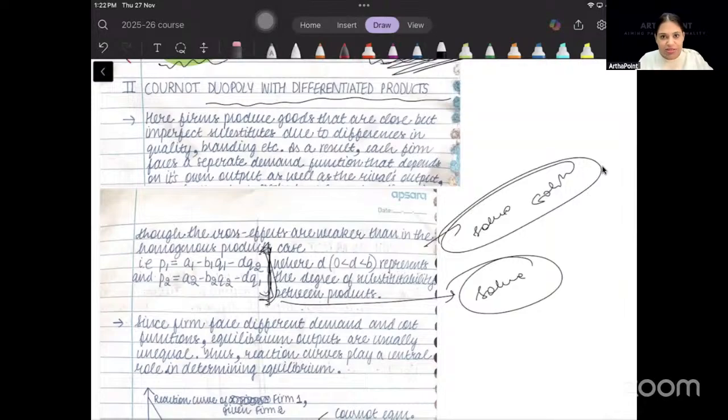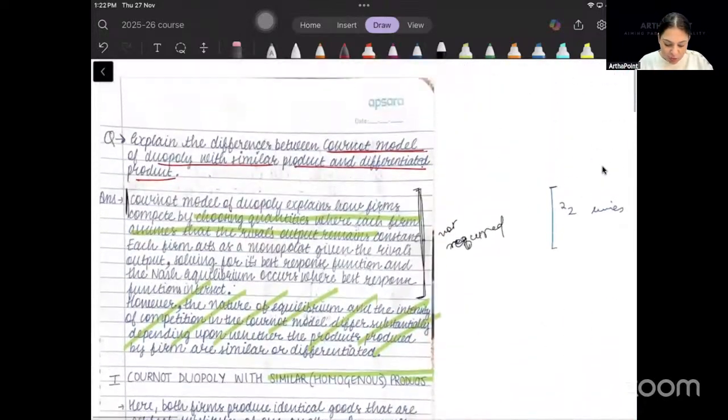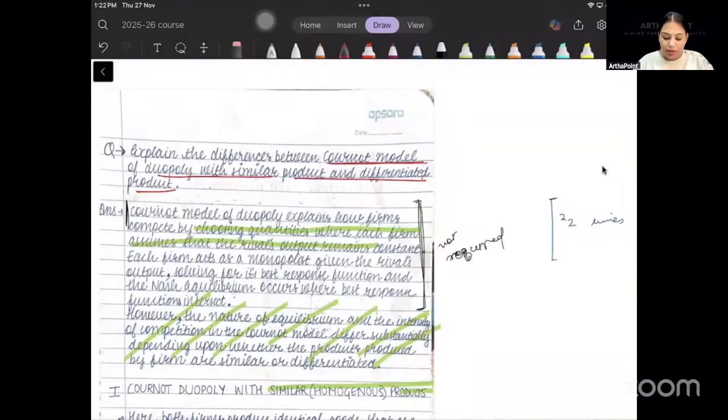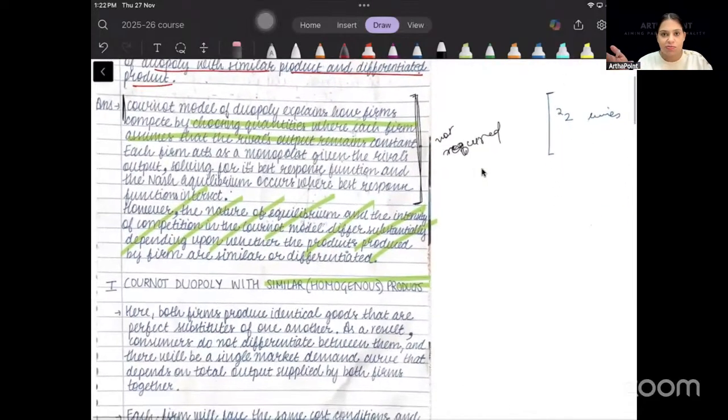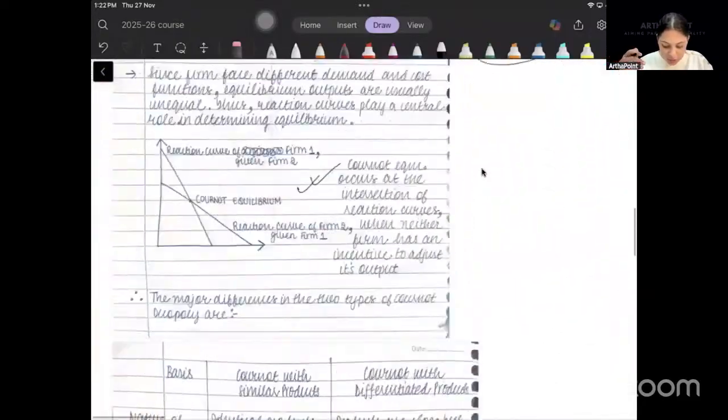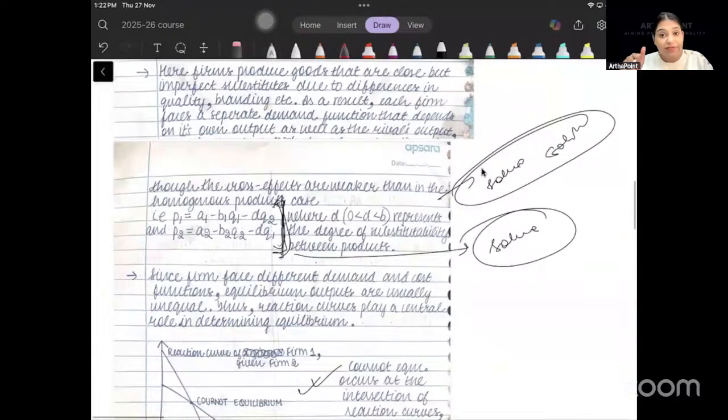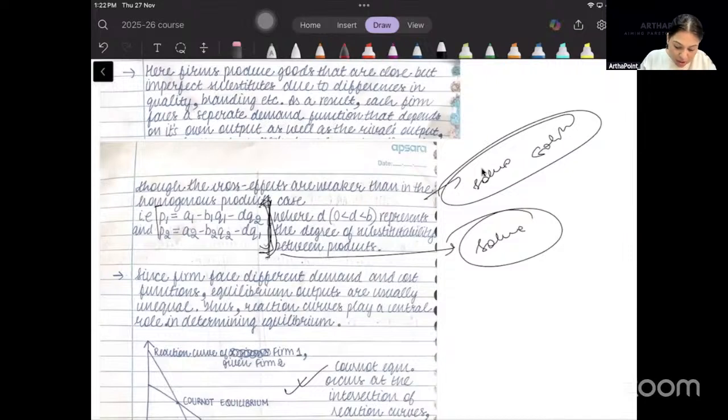And the biggest difference between the two models, since the question says to explain the difference between Cournot with similar product and differentiated product, means the examiner is asking what difference in terms of the quantity. The examiner is asking you to find Q1 star, Q2 star for the two cases, right? So you have to do this. And you have to tell something here. What is important to mention? That as long as I'm talking about differentiated product, I have to make sure that B should not be equal to D. If you have mentioned B1, D1, then B1 should not be equal to D1.